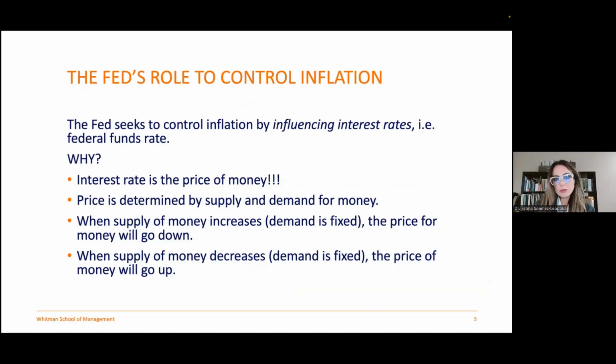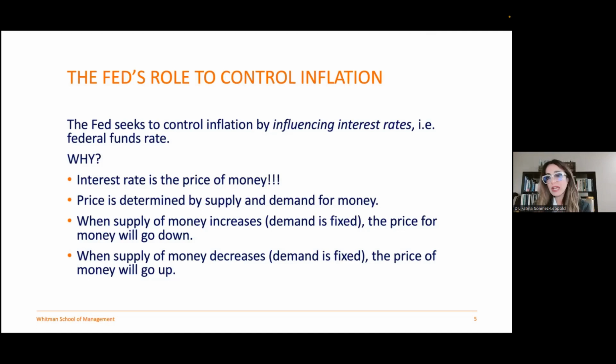Now, when you look at the Federal Reserve Bank's role in controlling inflation, they control inflation by influencing interest rates, i.e. the federal funds rate, which I'm going to talk about in a minute. The idea is the following. Why are they focusing on interest rates while controlling inflation? Because interest rate is the price of money, like the price of goods and services. There is a price for money.